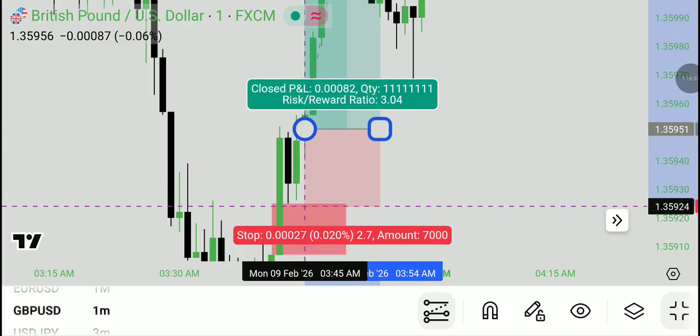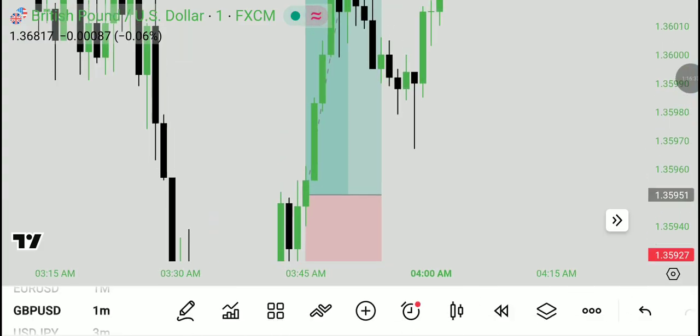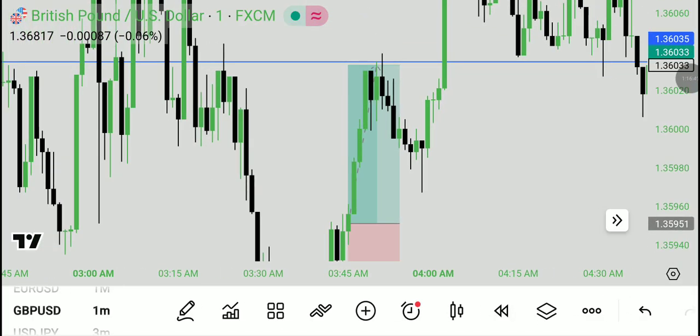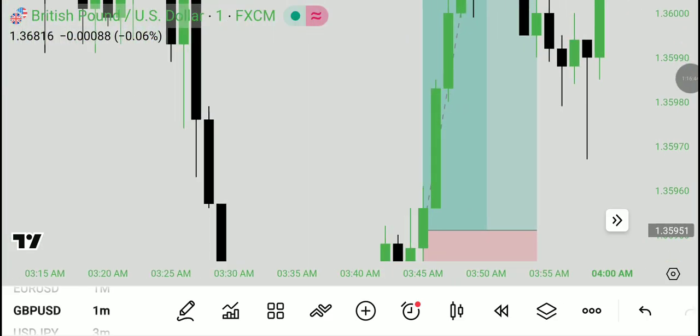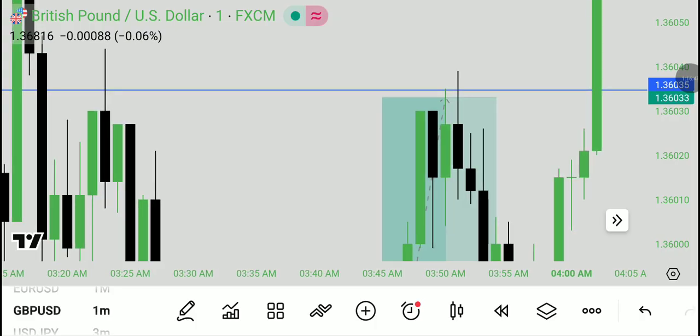If you keep it here, you're safe. All my trades, you can see all my setups are nice. They are not hurtful. Markets keep pushing high till midnight opening.